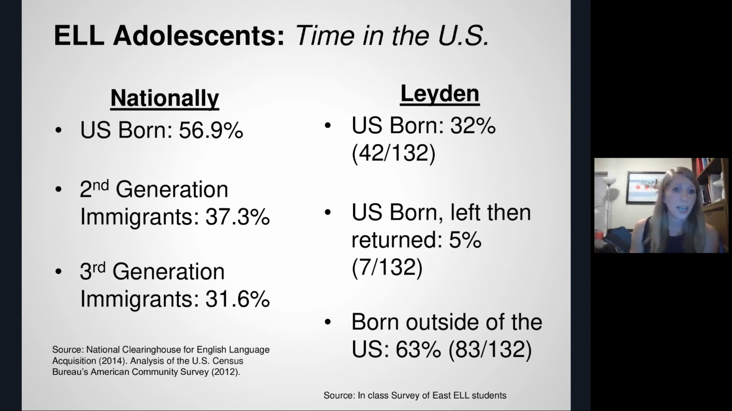What we learned or noticed is that just because they're ELL doesn't mean they were born in another country. We have 32% of our ELL students who were actually born in America and are just still working on their English, whether it's literacy or speaking it. But nationally it's actually 56%. And then born outside is the majority, but still 63%, which is a lot less than we expected.